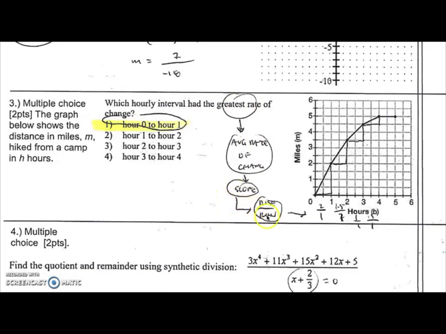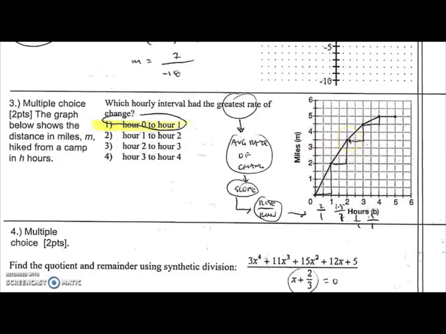Slope on a graph is rise over run, or you can use the equation from the previous problem. So basically what I have here is my slopes. Here I have a rise of 2 miles over 1 hour, so my slope is 2. From here to here, each of these boxes is 0.5, so 0.5, 0.5, and 0.5. So 1.5 miles over 1 hour, so 1.5 miles per hour.